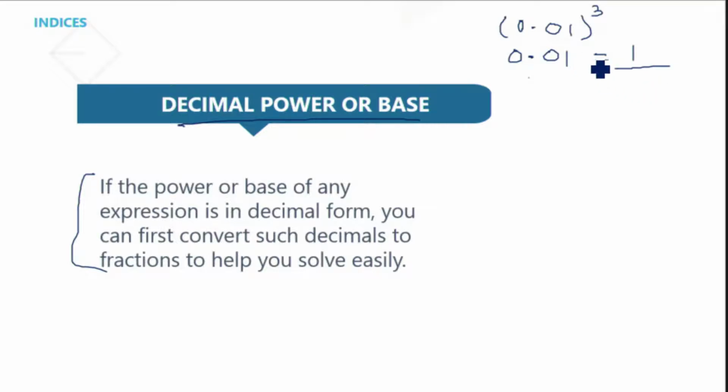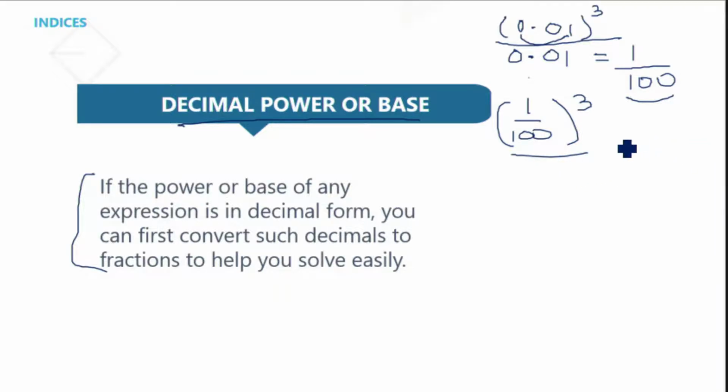So 1 is the first and the last. Now we check the place value of the last decimal number. The first place value is tenth, and the second place value is hundredth. So we're going to have 1 over 100. So 0.01 is the same thing as 1 over 100, and we have 1 over 100 all raised to the power 3.